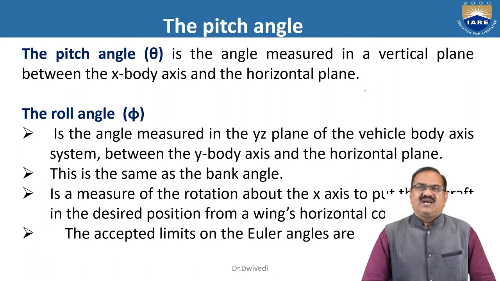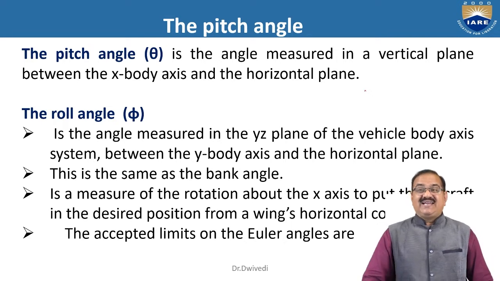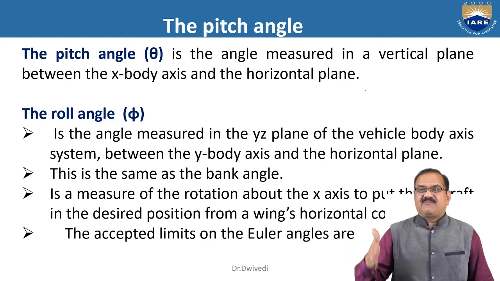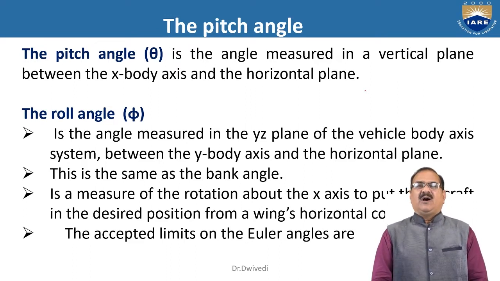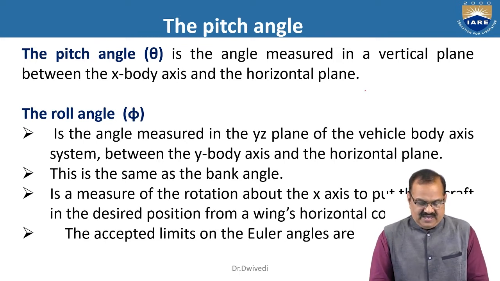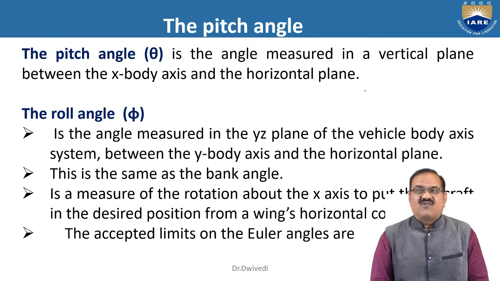The third one is the roll angle. Phi is the angle measured in the YZ plane, the Y plane and Z plane of the vehicle body axis system, between the Y body axis and the horizontal plane. This is the same as the bank angle, a measure of the rotation about the x-axis. It will happen with respect to the x-axis to put the aircraft in the desired position from a wing horizontal condition.